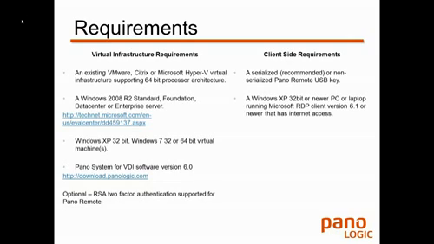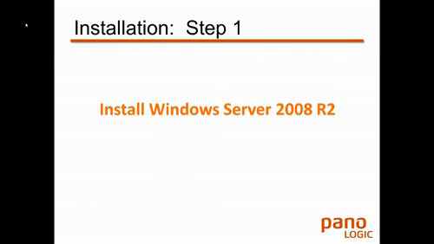Client-side requirements: a serialized (recommended) or non-serialized Pano Remote USB key, and a Windows XP 32-bit or newer PC or laptop running Microsoft RDP client version 6.1 or newer that has internet access. Step 1. Install Windows Server 2008 R2.